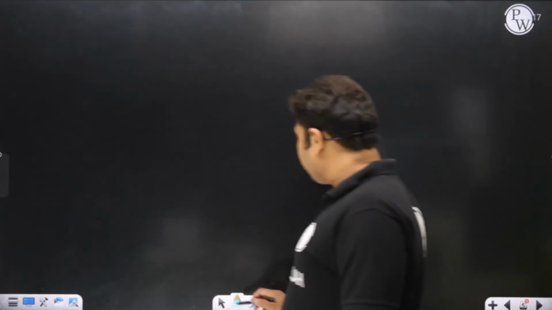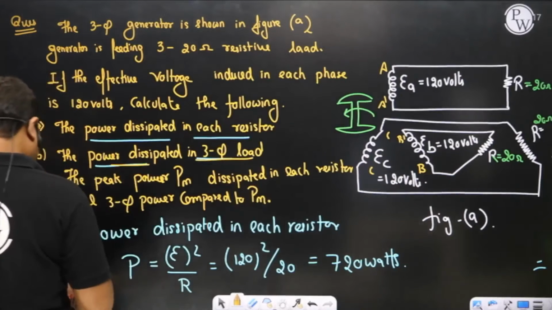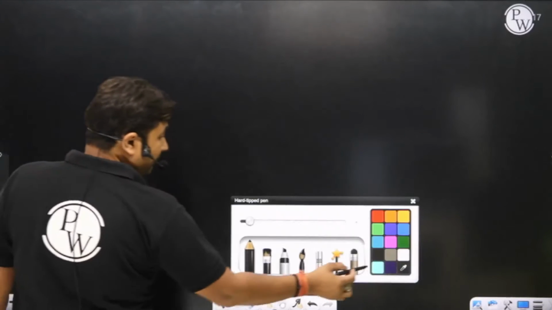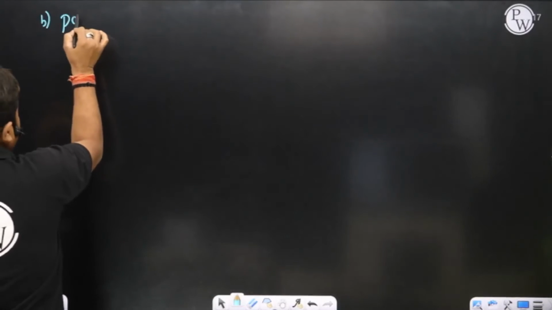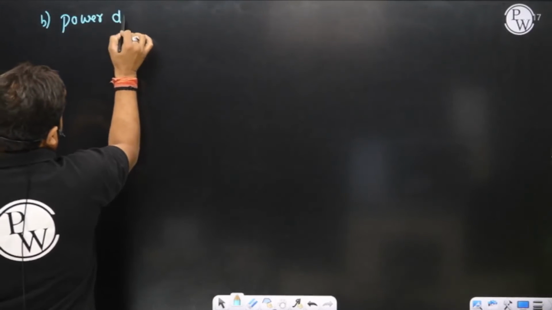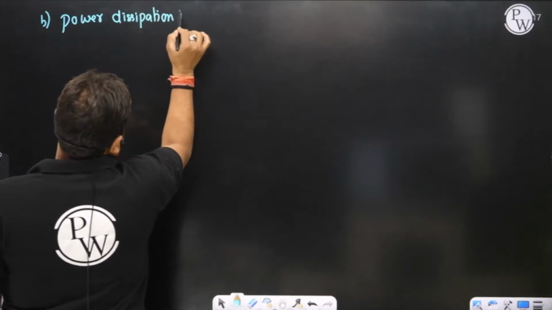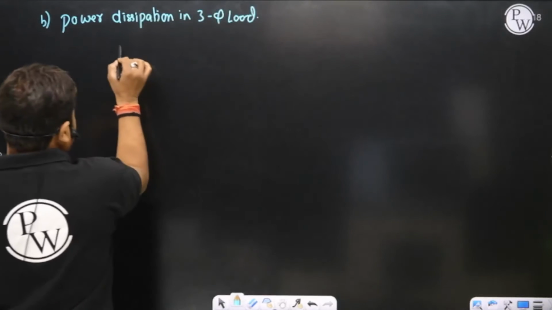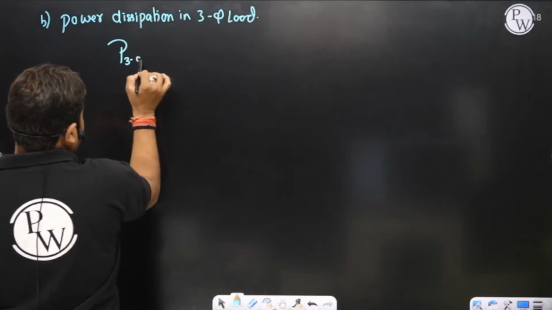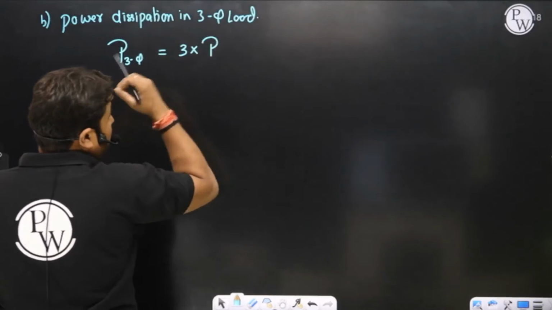So what is power dissipation across a three-phase load? So sir, we have power dissipation in a three-phase load as the second part. So what is power dissipation in three-phase load, sir? Power dissipation in three-phase load is 3 times the power dissipation across each resistance.